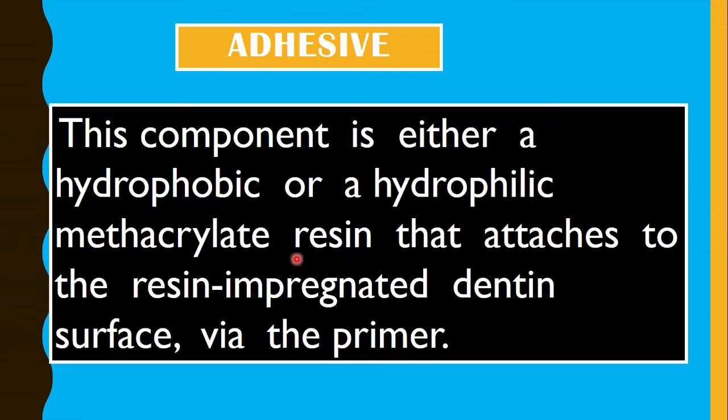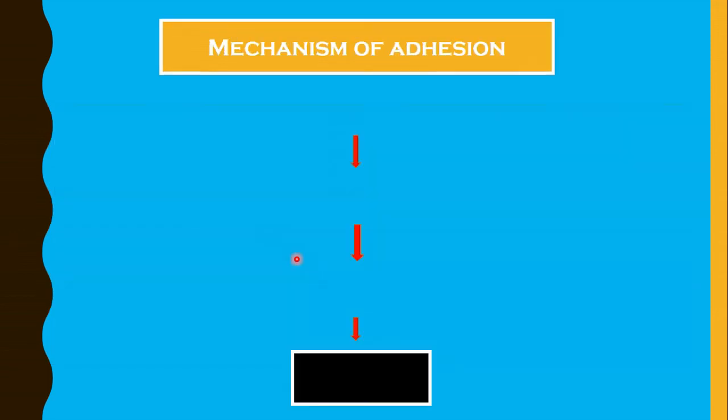So coming on to the adhesive or the bonding agent. These components are either hydrophobic or hydrophilic methacrylate resin that attaches to the resin impregnated dentin surface via the primer. They are covalently bonded to the primer to link it to the hydrophobic resin, and they provide an attachment mechanism for the resin primer. So these are the components.